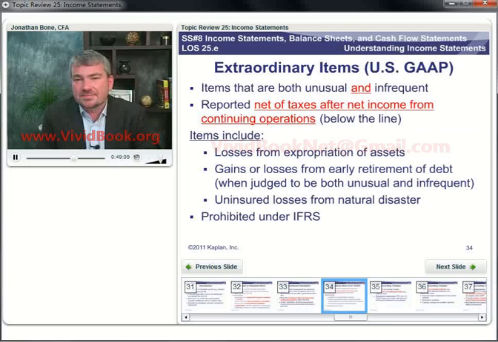Extraordinary items. You only see these under US GAAP. They are prohibited under IFRS. These are items that are both unusual and infrequent. They're going to be reported after tax, so they're going to be reported net, essentially. What items have we got? Losses from expropriation of assets.